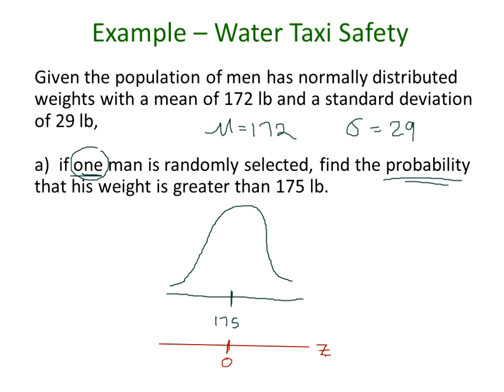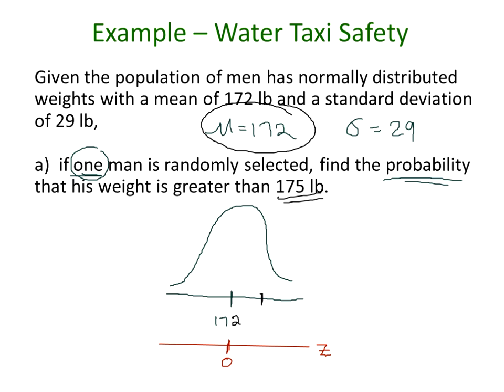Okay, now here's the question. If one man is randomly selected, find the probability that his weight is greater than 175. Okay, so I just put 175 there as the mean, but the mean is not 175. I misread that. The mean was 172. All right, so that's what it says up here. The mean is 172. The question was to find the probability that the weight is greater than 175.